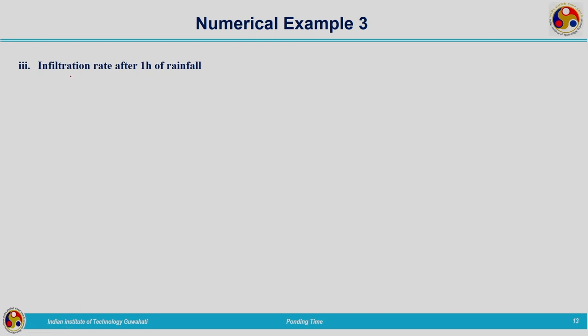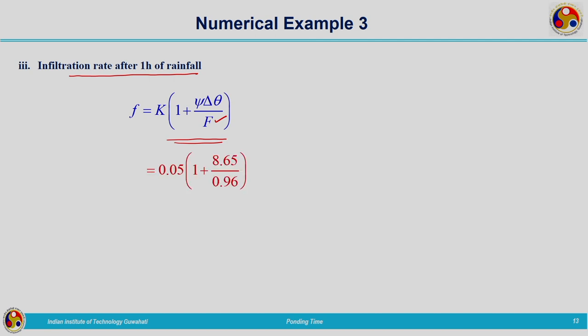Now we need to calculate the infiltration rate after 1 hour. Cumulative infiltration has been calculated after the ponding time. The infiltration rate equation is very much familiar to us. Here for capital F, we can substitute from the previous calculation. That is 0.05 multiplied by 1 plus 8.65 divided by 0.96. So it will be coming out to be 0.5 centimeters per hour. Infiltration rate after 1 hour is 0.5 centimeters per hour.